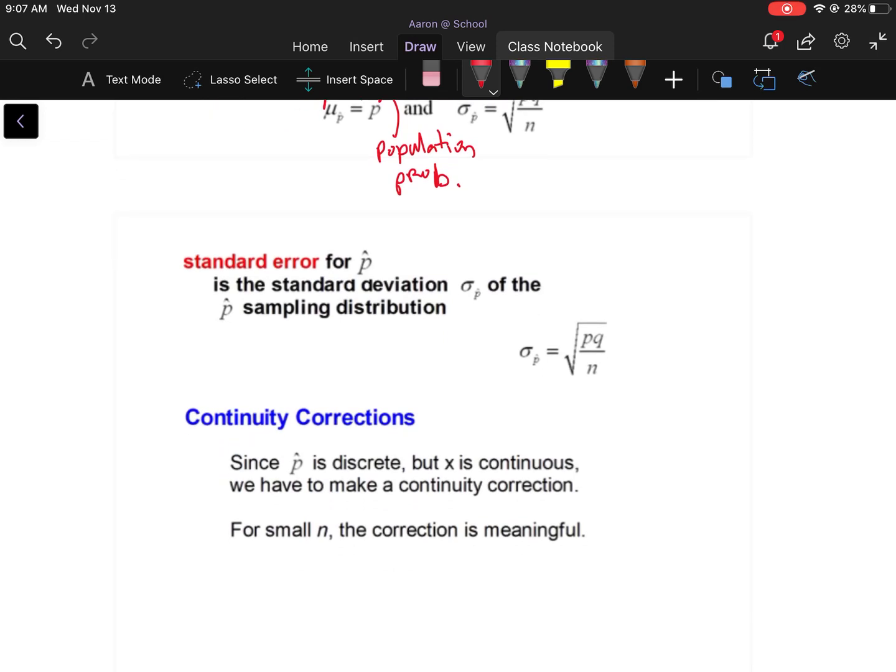Okay, so you've got the standard error for P hat. There's the standard deviation of basically this distribution. Not a big deal other than the fact that you need to know, maybe for verbiage reasons, reading through a problem, what that standard error is talking about.